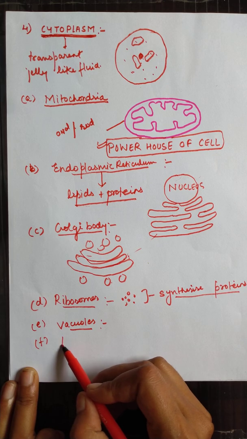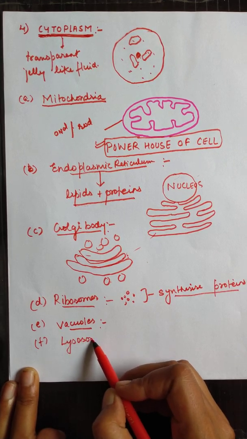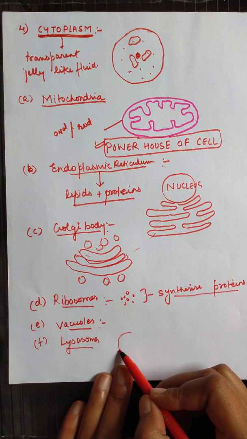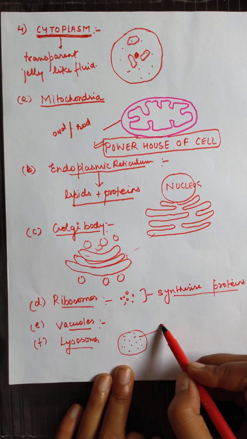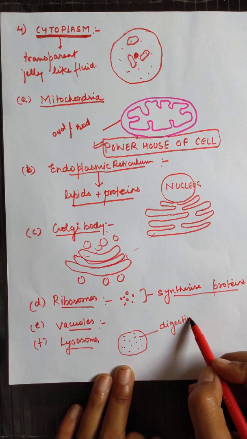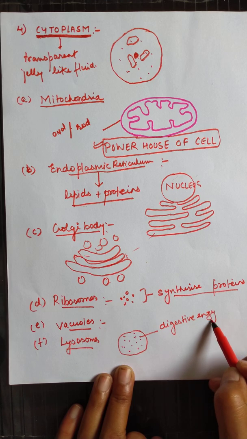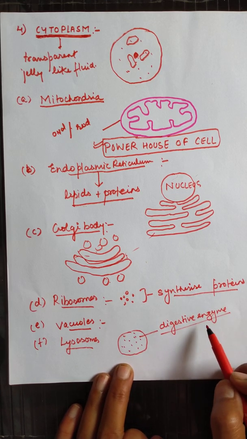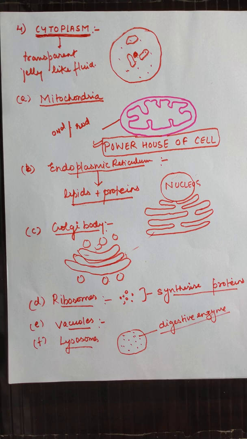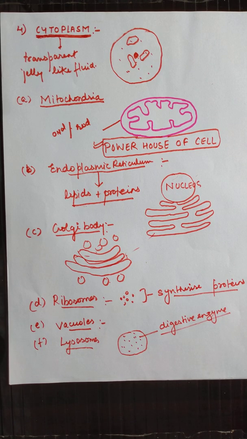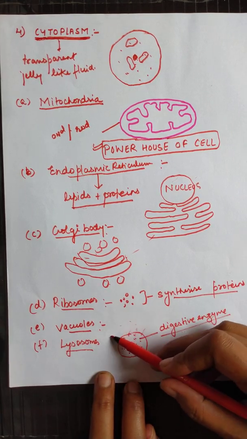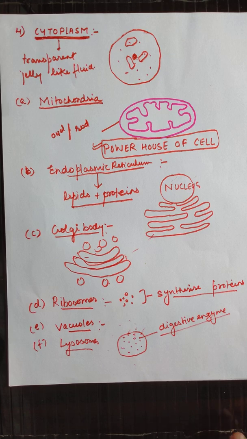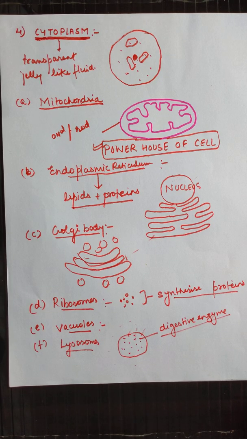Now the next is the lysosomes. Students, you have to remember that these are also spherical structures present inside the cell, and in these lysosomes, digestive enzymes are present. Whenever the cell has any infection, or the cell becomes older, or the cell has any injury, then the lysosomes burst, and all the digestive enzymes are released in the cell, and these digestive enzymes digest or destroy the complete cell.